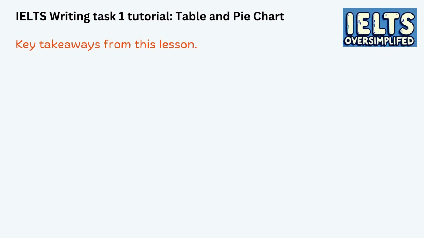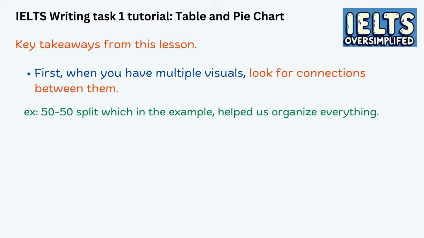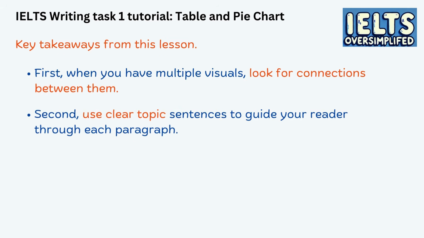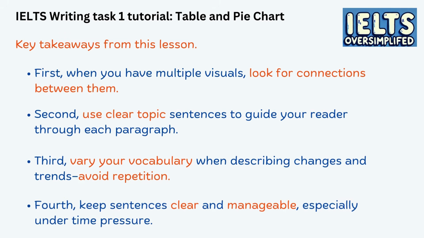Let me give you the key takeaways from this lesson. First, when you have multiple visuals, look for connections between them. We found the 50-50 split, which helped us organize everything. Second, use clear topic sentences to guide your reader through each paragraph. Third, vary your vocabulary when describing changes and trends. Avoid repetition. Fourth, keep sentences clear and manageable, especially under time pressure.